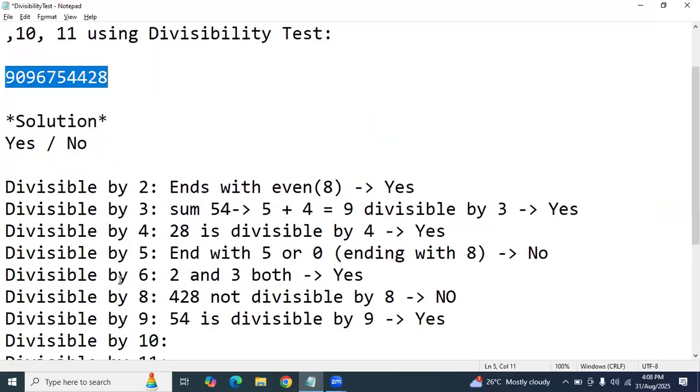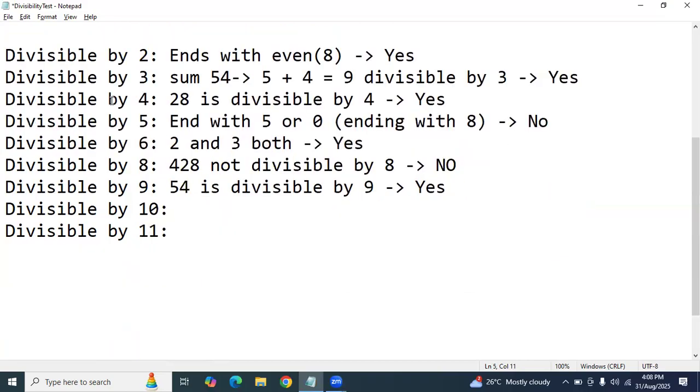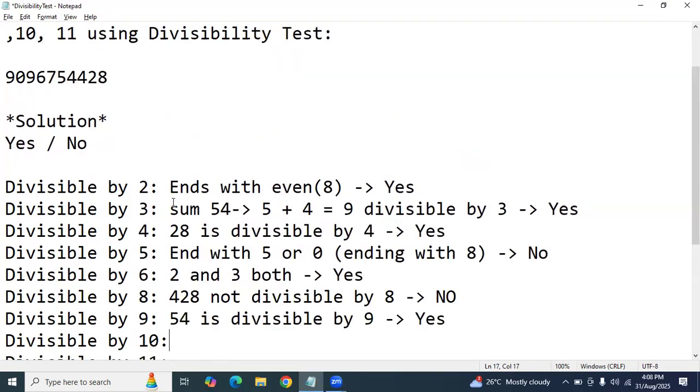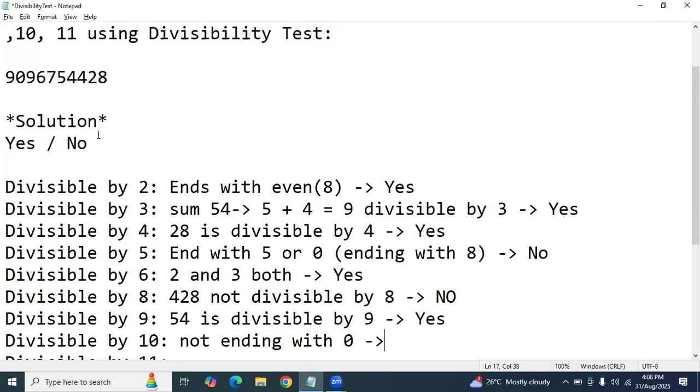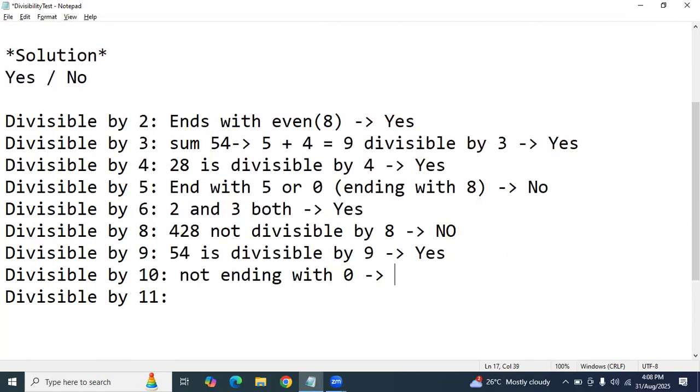Divisibility for 10. If you look at the table of 10, every number will end with 0 only. 10 1s are 10, 10 2s are 20. So if you look at this number, it is ending with 8, not ending with 0. So the last digit is 8, which is not 0. So that's why this number is not divisible by 10.